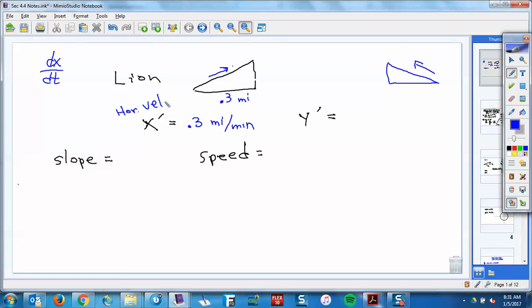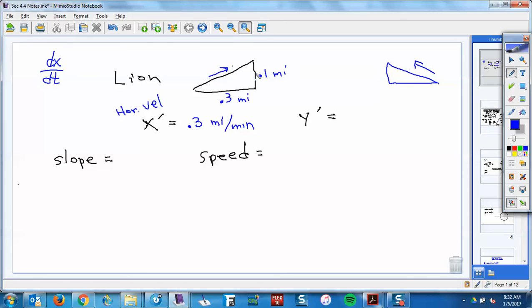Now, he's not going horizontally. He's going in a diagonal, right? He's going, what, north and east, right? But he's 0.3 miles further east every minute, right? And then what was his vertical?